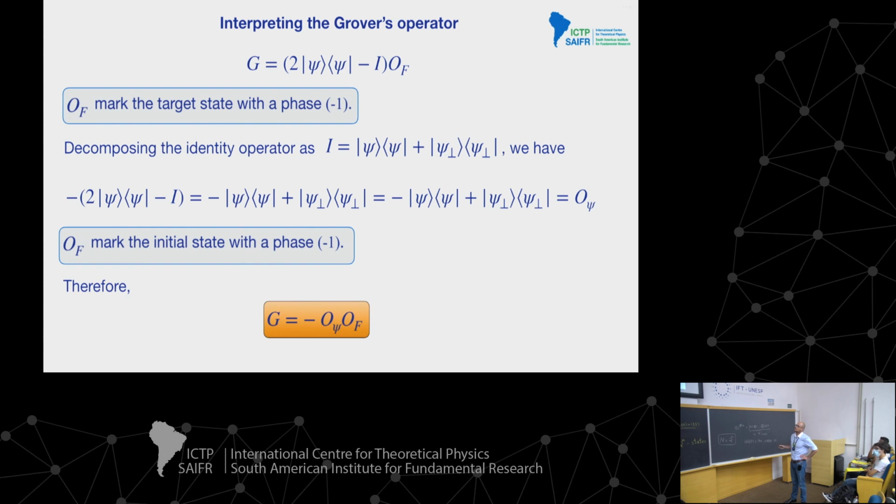What we are seeing here is that the initial state acquires a minus phase, and the other states remain unchanged. That's the action of this operator, right? This will be important if we're trying to generalize this to perform the amplitude amplification of other states, right?